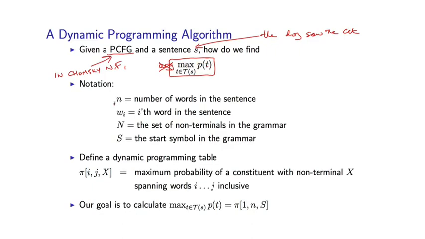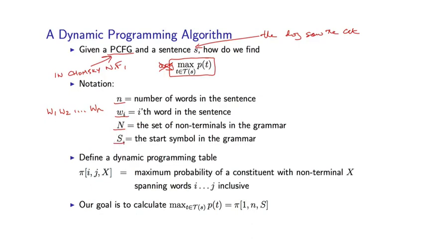Okay, so I'm going to use n to refer to the number of words in the sentence. I'll refer to wi as the ith word in the sentence, so I have w1, w2, right the way up to wn, that's the input sentence. I have capital N as the set of non-terminals in the grammar as before, and I have some start symbol S in the grammar.